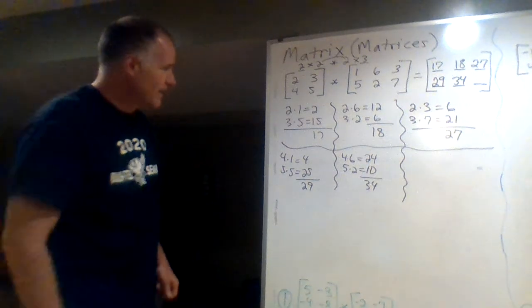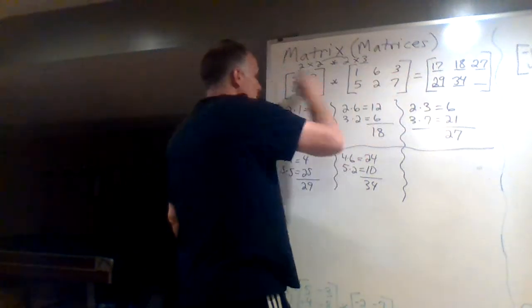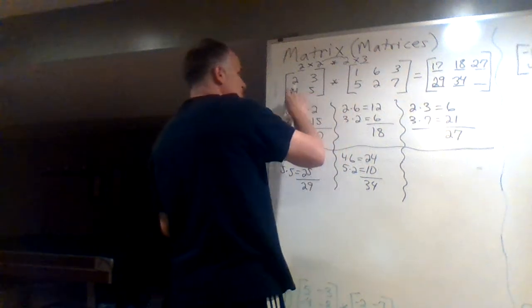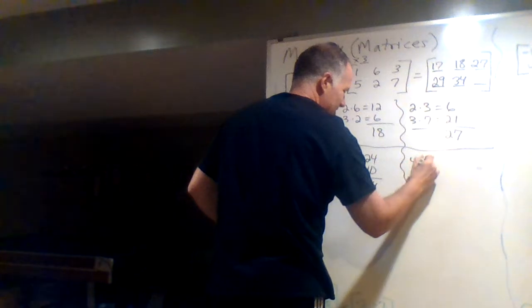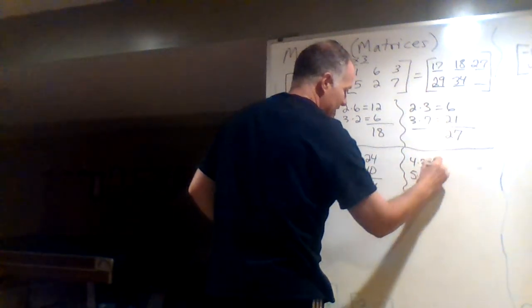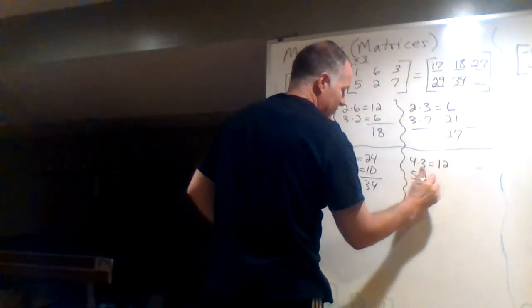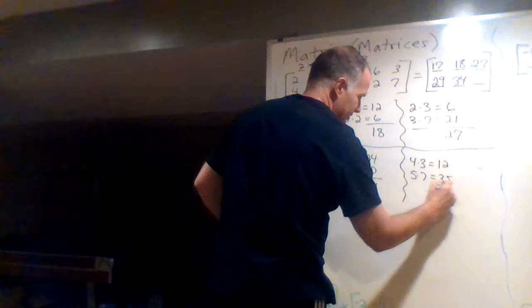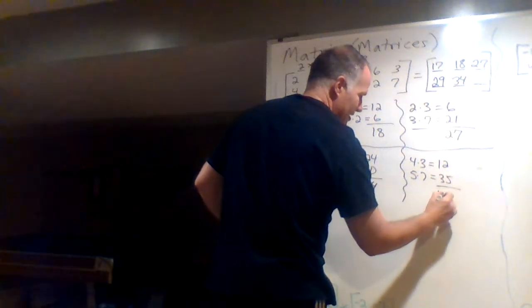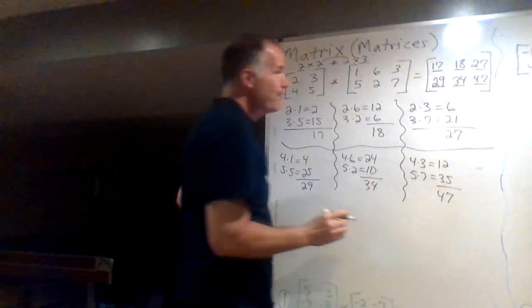Last step, row 2 down column 3. So 4 times 3 and 5 times 7. 4 times 3 is 12. 5 times 7 is 35. Combine, 47, and boom, there we go.